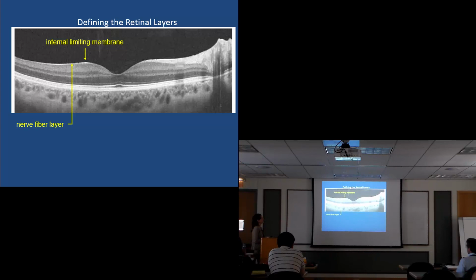And here again, walking you through the layers, the internal limiting membrane, the nerve fiber layer. We're using this a lot now to assess other diseases like glaucoma and how that's affecting, even to realize that those nerves are important as they approach the macula.